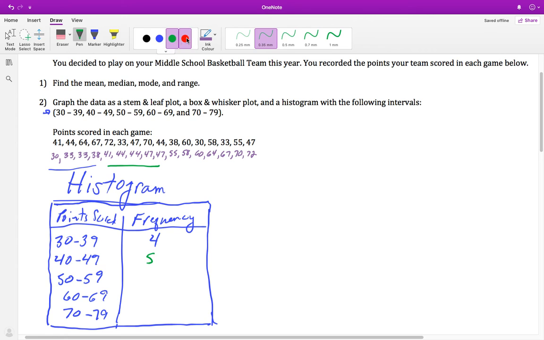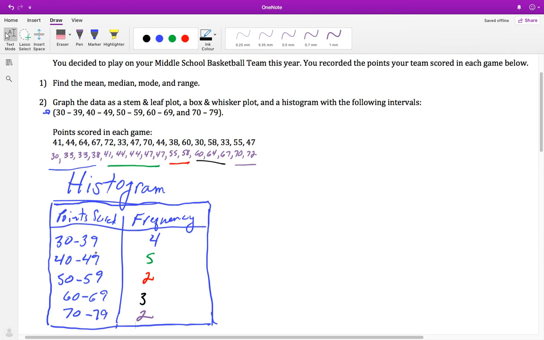Well, 5 times. How many times did we score in the 50 points? Well, 2 times. How many times did we score in the 60 points? 3 times. And how many times did we score in the 70 points? 2 times. So what we're doing is we're seeing how many times did we score within these intervals, and it's giving us the frequency, or how many times they occurred.